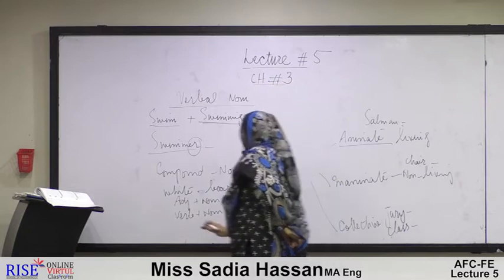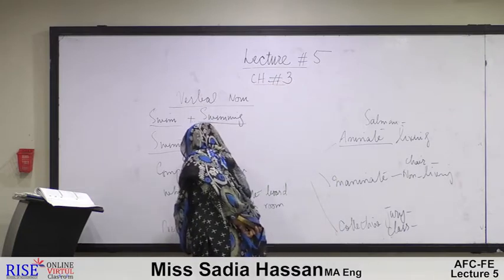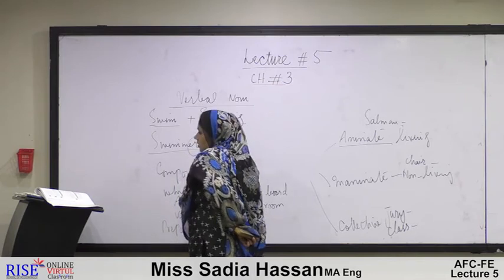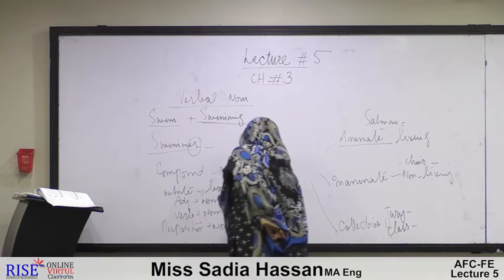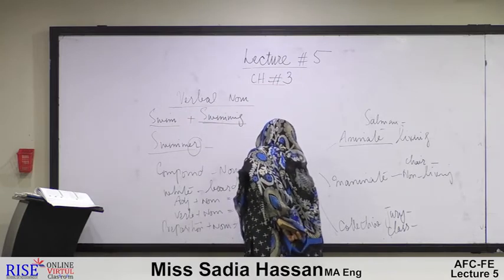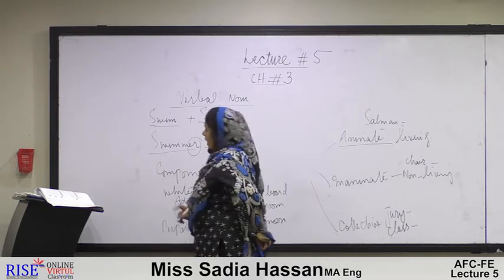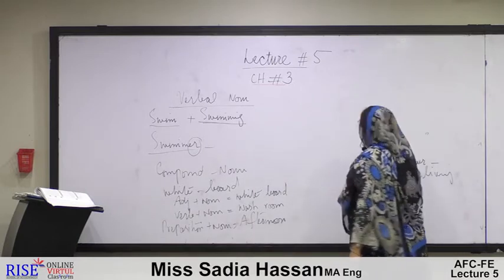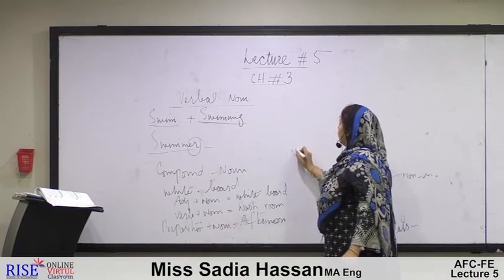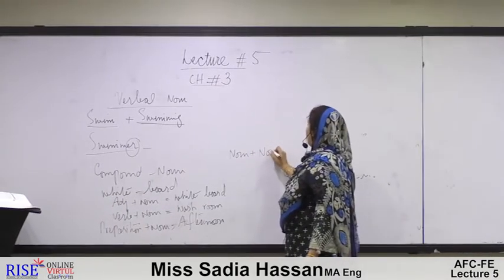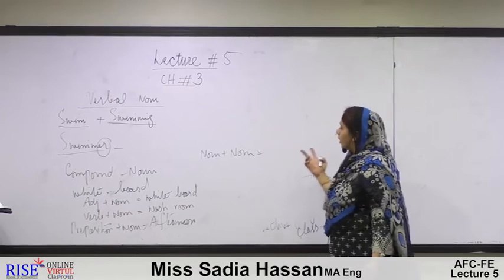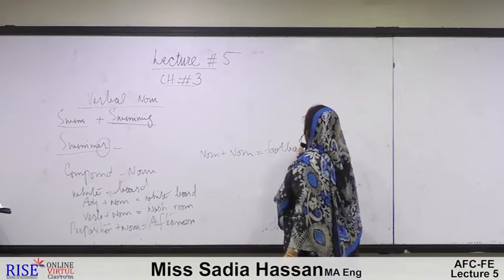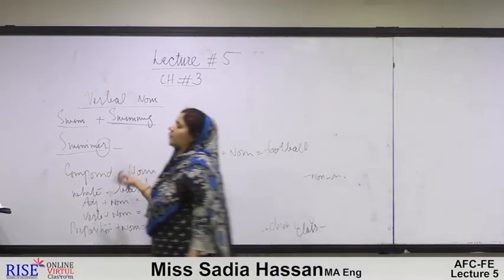Sometimes it is a preposition plus noun, for example, afternoon. And sometimes it is a noun with a noun. For example, football, noun plus noun. If two nouns are compounded together, they make a new noun that is called football. So these are called compound nouns.